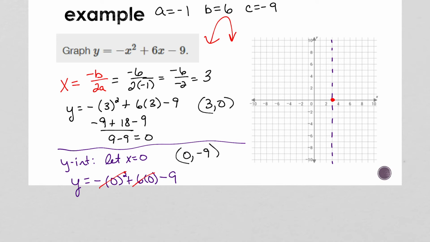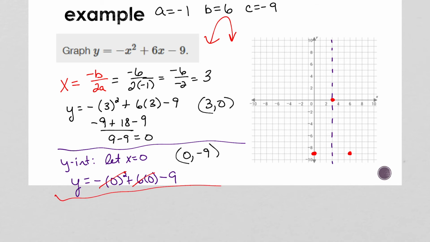So I'm going to put a dot here at (0, negative 9), which is down here. All right, now because of the axis of symmetry, I know that if I go 3 to the left of this line and put a dot, I can go 3 to the right and put a dot too. So it would be right there. And we know that because of the axis of symmetry.